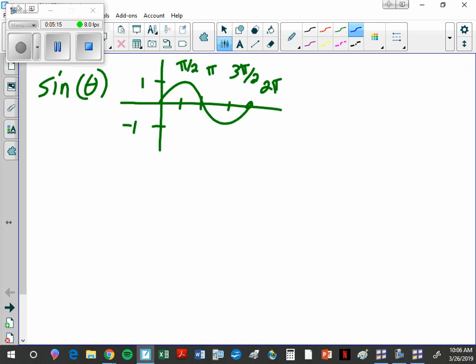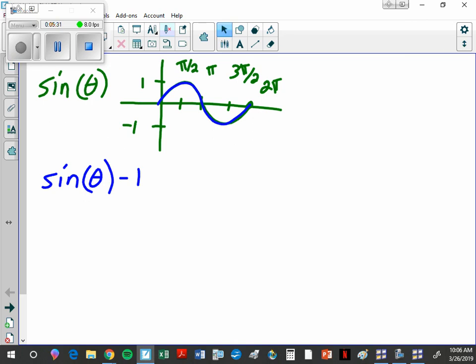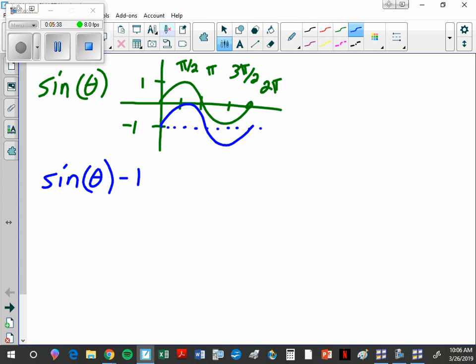Okay. What about the sine of theta minus 1? It would just be down 1. So I take this exact same curve here, and then I just slide it down 1 unit. And whenever I do that, I like to kind of put the -1 axis out there and then put these 4 points so that I can graph it a little bit easier.